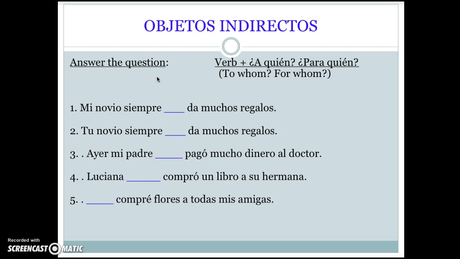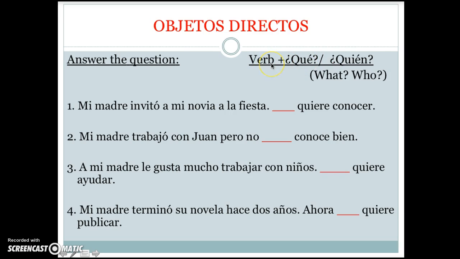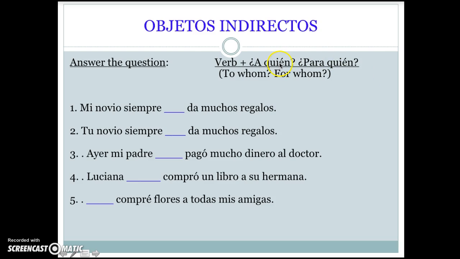For indirect objects, we take the same steps, but we ask different questions. We identify the verb and we ask to who or for who. So notice the difference between these two questions. Here we have the verb, and directly we ask the question who. Wants to meet who. Doesn't know who well. Here we have to who or for who.